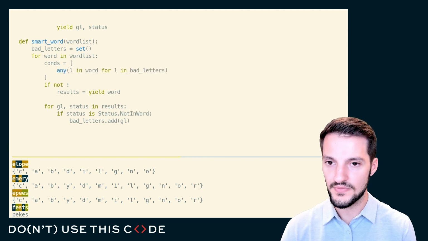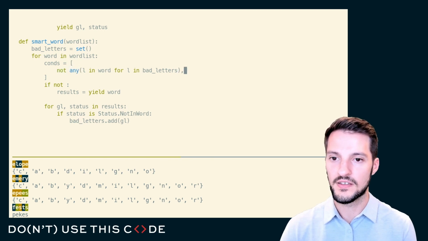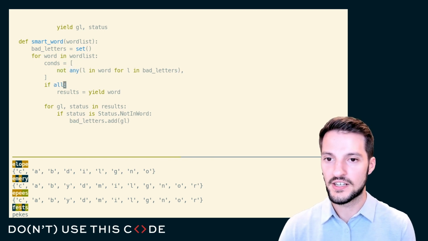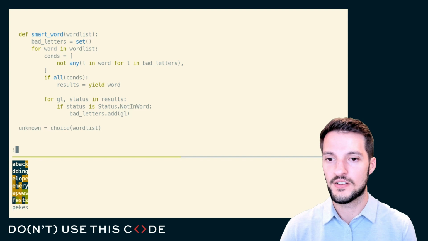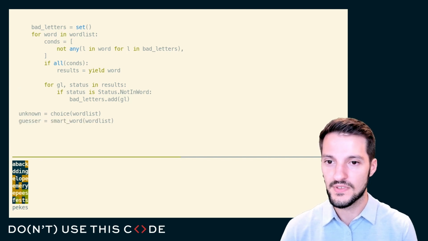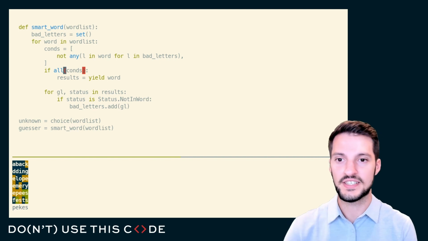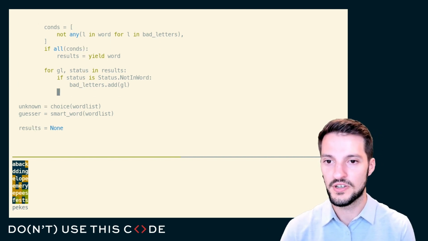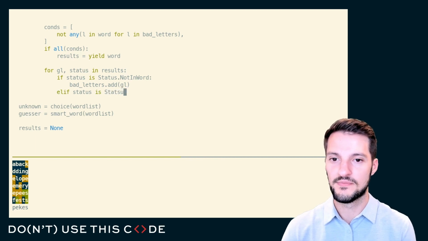Okay. And I need to carry the not with it. Good. Okay. And then I can simply just check if all those conditions are met, we're going to yield the next guess. All right. The next part that we can employ, probably the easiest piece to employ, is if the status is correct. Status.correct.